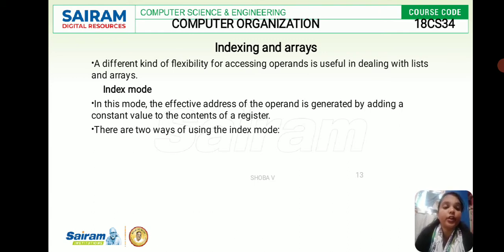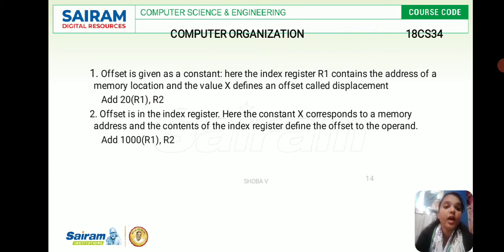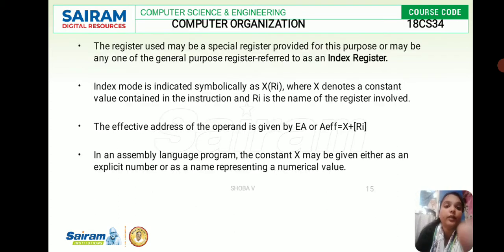There are two ways of using the index mode that we will see. One is where the offset is given as a constant, and the other is where the offset is in the index register. When we are talking about the constant, it is called the displacement. Displacement has the address of the memory location and value, and it defines an offset. In the index register case, it corresponds to the memory address and defines the offset to the operand. So these are the two types.